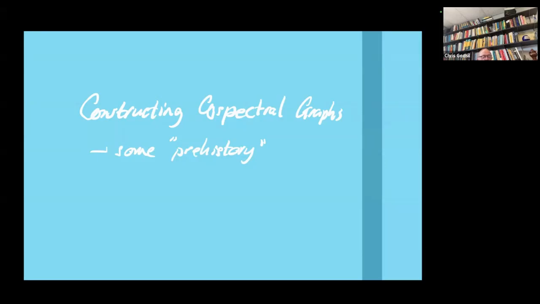So I'm going to talk about some work that Brendan McKay and I did many years ago on constructing cospectral graphs. At the time we were both graduate students, and so most of what I'm saying is joint work with Brendan McKay.